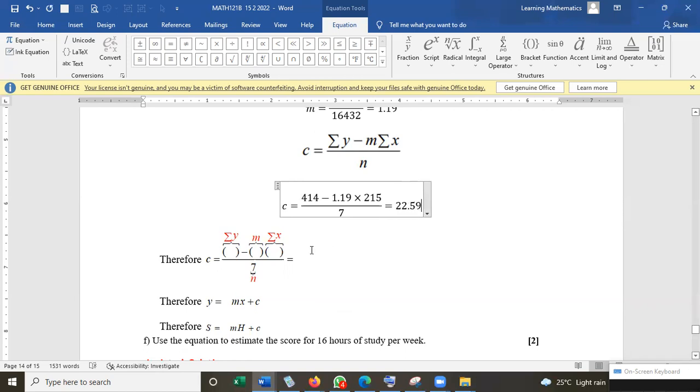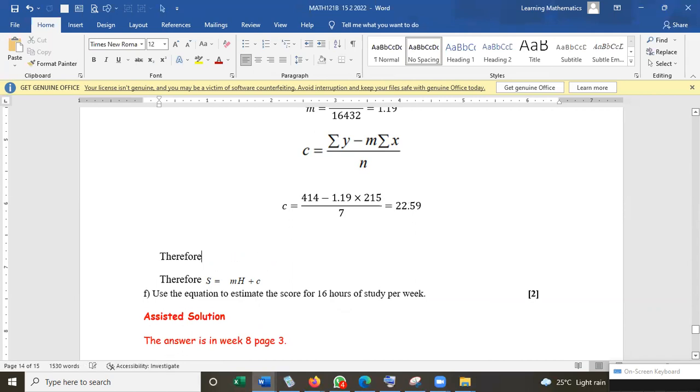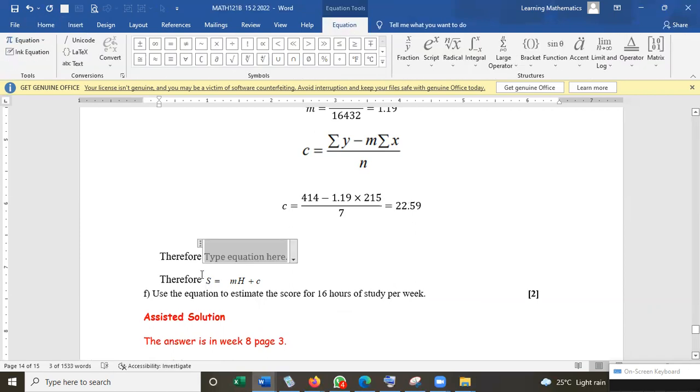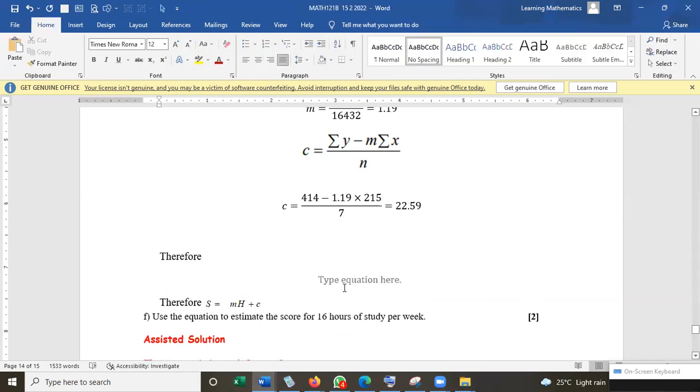Okay, so therefore now, y is equal to mx plus c. Y and x are the variables, so the letters y and x must be present in the equation. Y is equal to, but m now is a number now. Y is equal to 1.19 x. The variables, the letters x and y must be present. These are the letters that represent the variables. 1.19, and c now is 22.59.